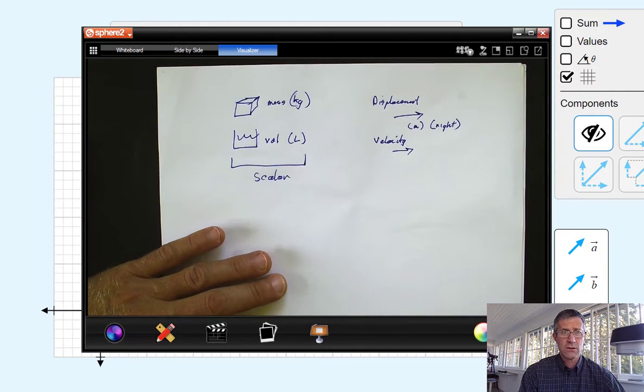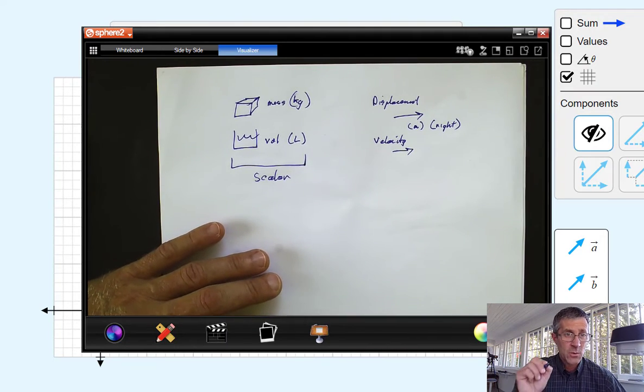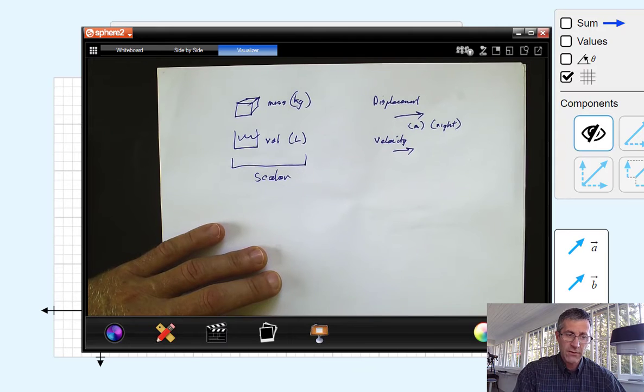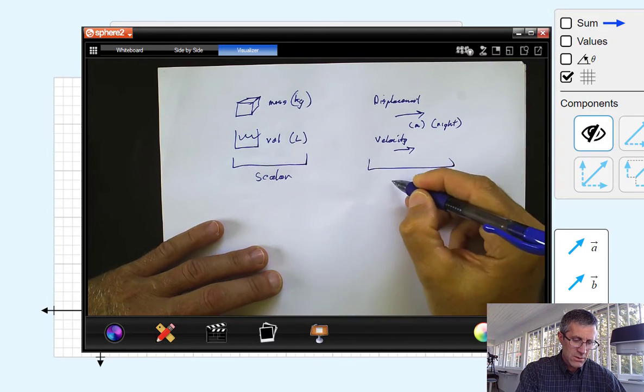So it's going to get a little bit trickier. Well, it's going to get a lot trickier as we go along. But right now, we're just going to worry about things that can have a magnitude and a direction. And we're just going to worry about one dimension right now. So anyway, these things are vector quantities.